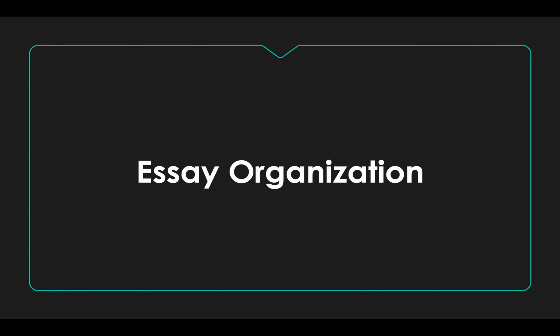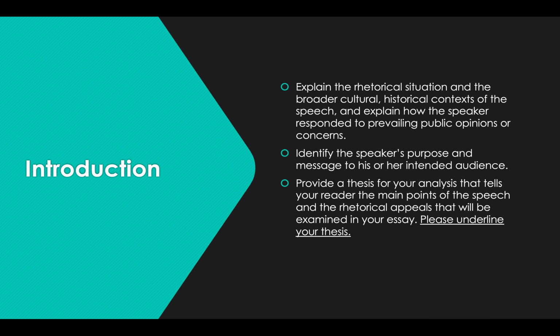So let's talk about how you're going to actually organize your essay. So in your introduction, you're going to do a couple of things. First of all, you're going to explain the rhetorical situation and the broader cultural and historical context of the speech. Why is this speech being given at this particular moment in history? And all of them have something to do with something that happened. And so this shouldn't be too difficult to just explain what's going on at the time. I also want you to identify the speaker and their purpose. Why is this particular speaker giving this particular speech?